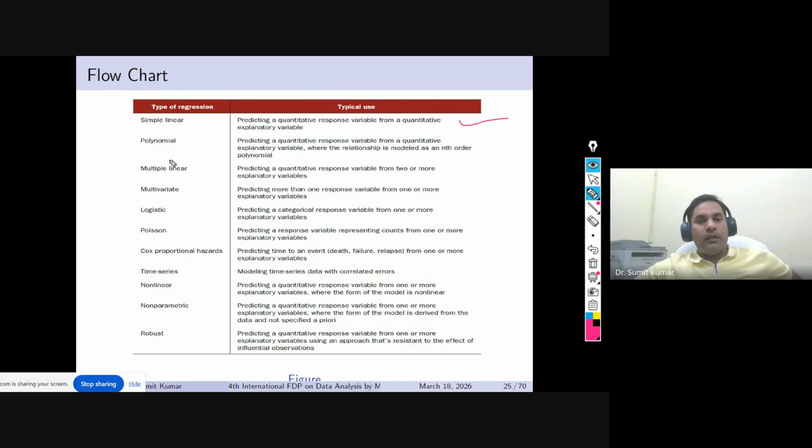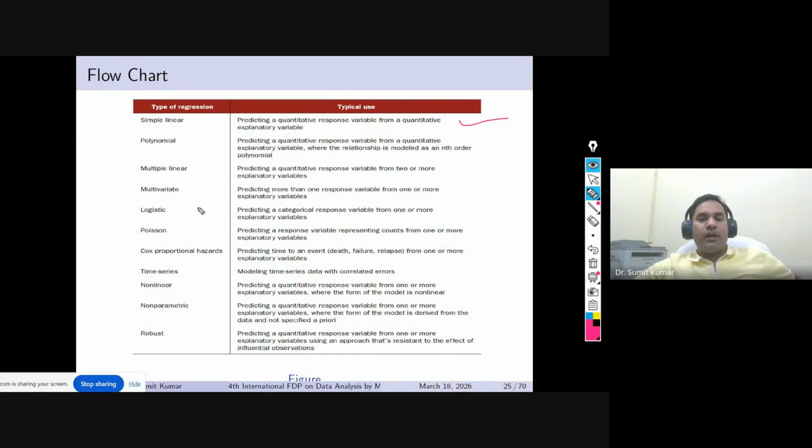Okay, this is the polynomial of n degree. You can say multiple linear regression means you have one response variable and two or more independent variables. Multivariate means both are larger, more than one. So the dependent variable and the independent variables will both be more than one.